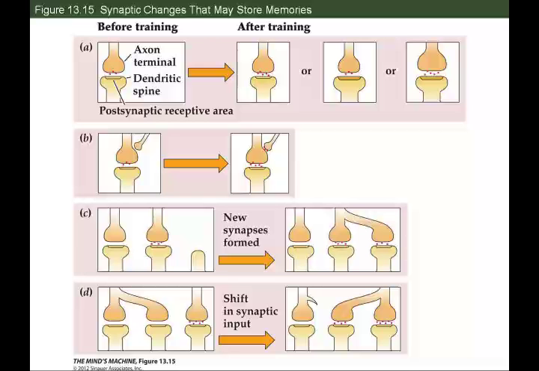Or you can have ones that are not used, like in D. Look at this first collateral. Because it's not used, there's no neurotransmitter being released, and there's no information being exchanged here. So what we do is we get rid of this collateral that's not being used, and this one grows another collateral because it's being used.